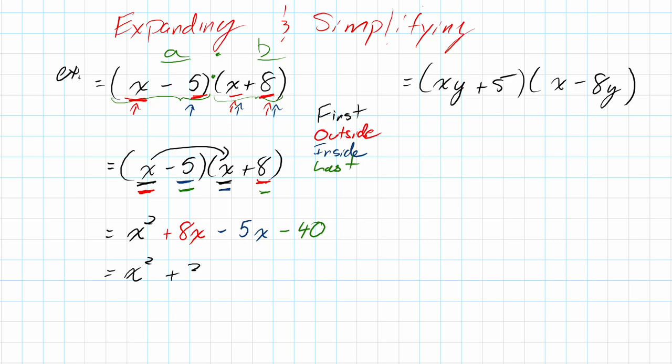So the coefficient will change to positive 3, but we'll still have that variable x. And then finally, -40. This is just a constant term. I don't have any other constants, so this is it. This is the final term. And this is set up in what's called the standard form for a quadratic.